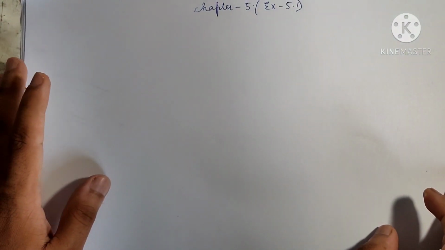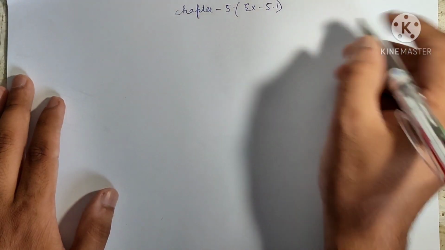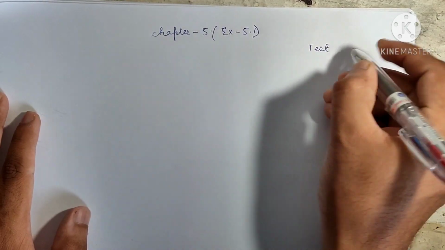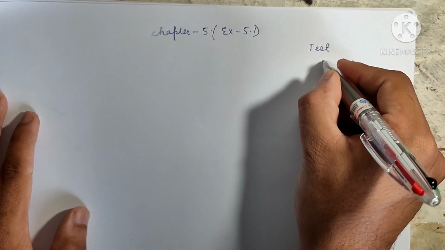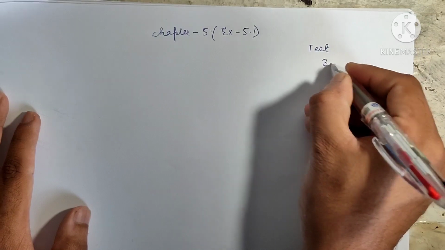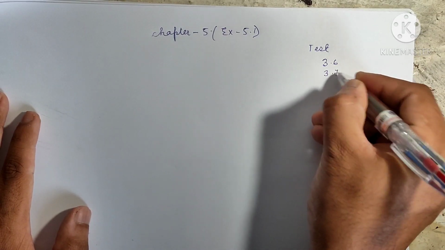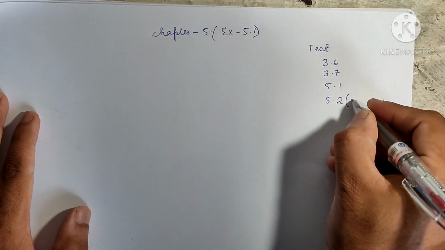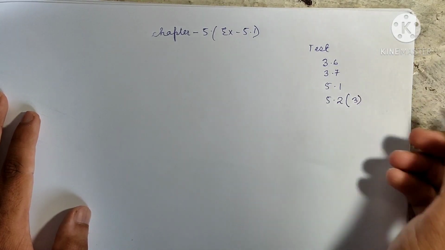And for your test portion, I will give it in the group as well, but for now if you want to know, it is exercise 3.6, 3.7, 5.1, 5.2 up to Roman number 3. Okay, up to Roman number 3 only.